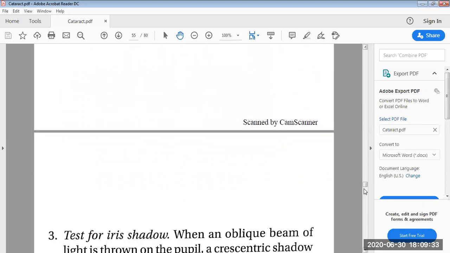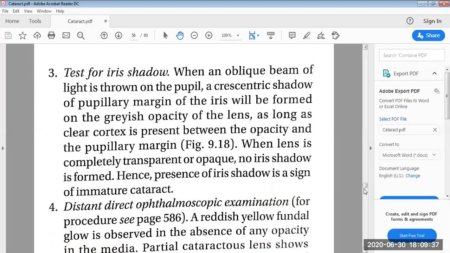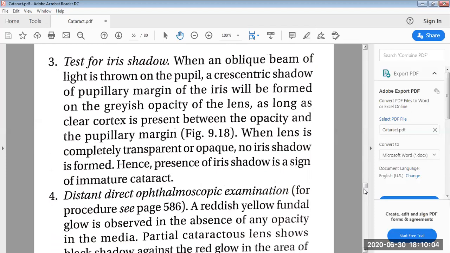Then the third examination is the test for iris shadow. When an oblique beam of light is thrown on the pupil, a concentric shadow of pupillary margin of iris will be formed on the grayish opacity of the lens, as long as clear cortex is present between the opacity and the pupillary margin. When lens is completely transparent or opaque, no iris shadow is formed. Hence, the presence of iris shadow is a sign of immature cataract.